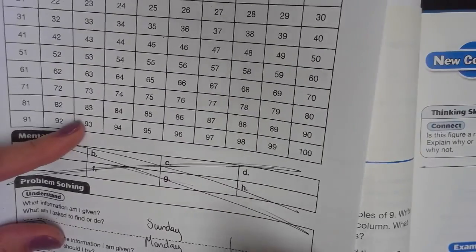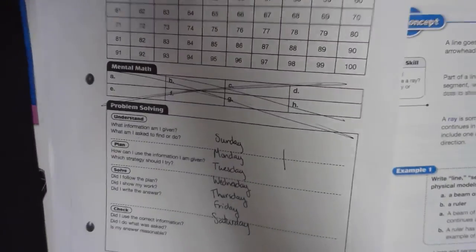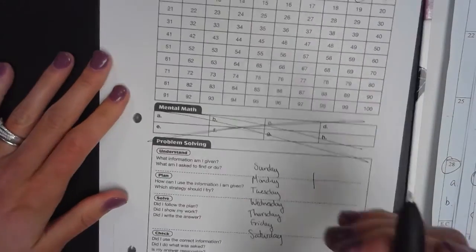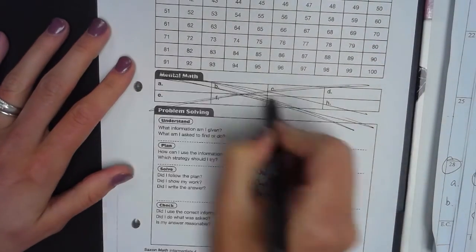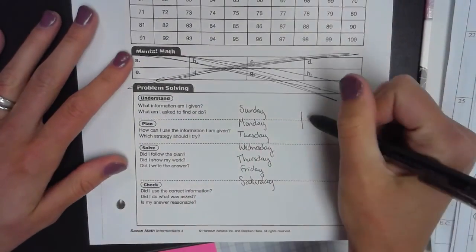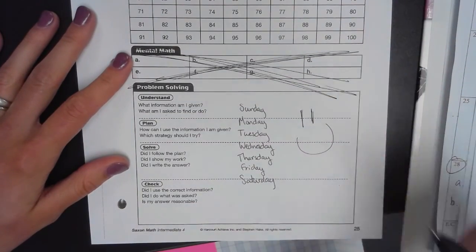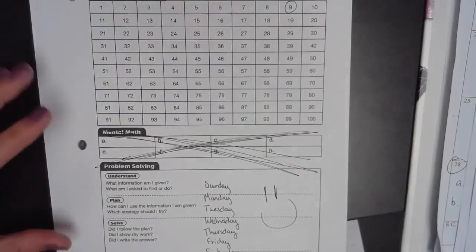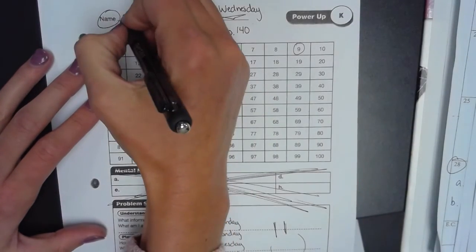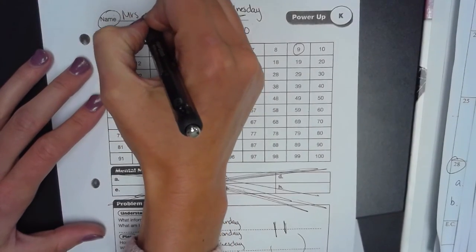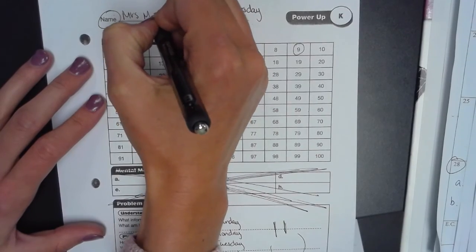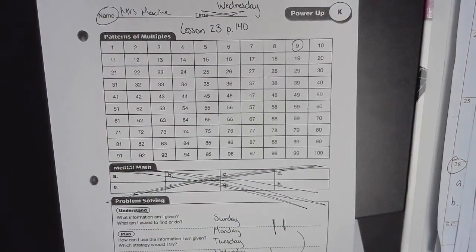Just go ahead and cross out mental math. Don't need to do that. Problem solving, go ahead and just put a big, huge smiley face there. We're not going to do it at the bottom today. So you're just going to go ahead and do the top where you're circling multiples of 9. All right? Press pause, circle all those multiples, and then we'll correct it together.